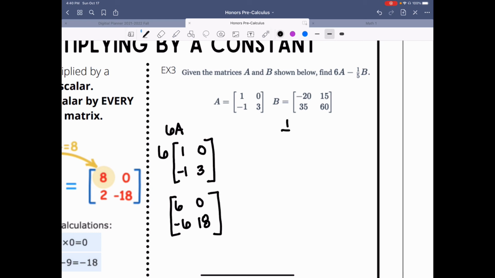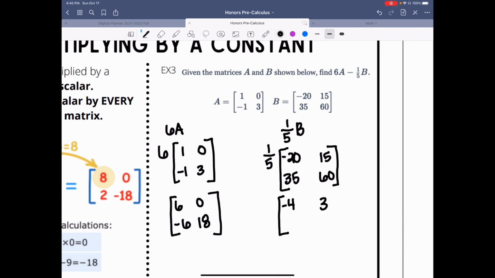Then we're going to do 1/5 times B. So for 1/5 times B, we're going to multiply it into every element in the matrix. All right, so we have 1/5 times negative 20, that's going to give me negative 4. 1/5 times 15 is going to give me 3. All right, so 1/5 times 35 is going to give me 7. And then 1/5 times 60 is going to give me 12.